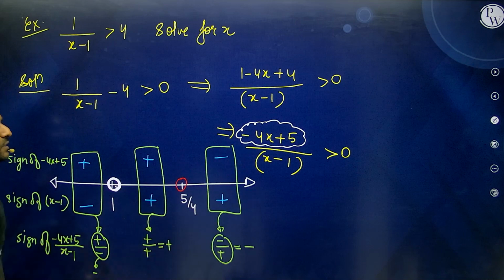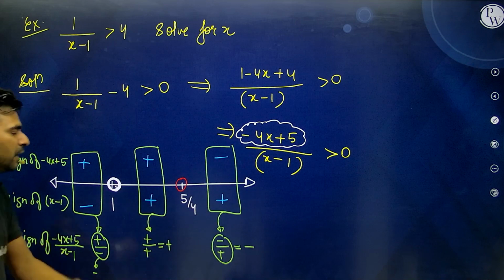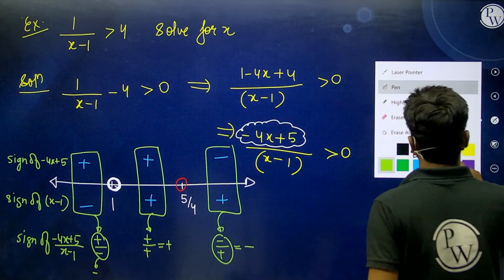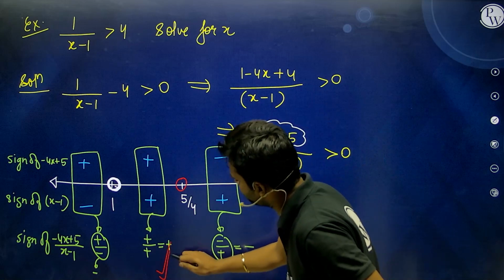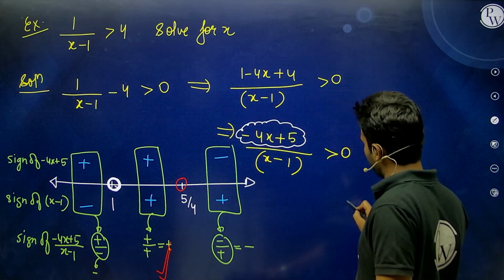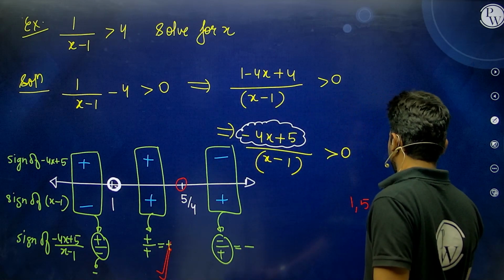What you want is this expression to be greater than 0. Greater than 0 means you want it to be positive. Here is the positive thing. So the final answer is going to be what? 1 to 5 by 4. This is the final answer.